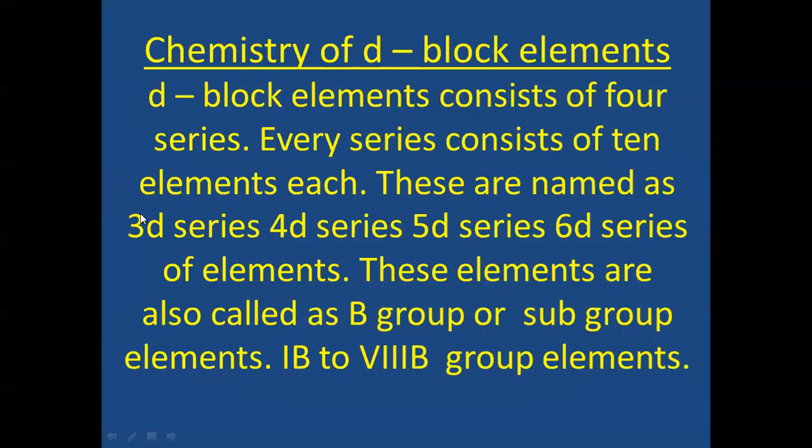Series means every period will have 10 elements, because in first series, that is 3D series of elements, electron will enter into 3D sublevel. In next, differentiating electron enters into 4D sublevel, therefore it is called 4D series. Similarly, if differentiating electron of element enters into 5D sublevel, it is called 5D series, and then 6D series.